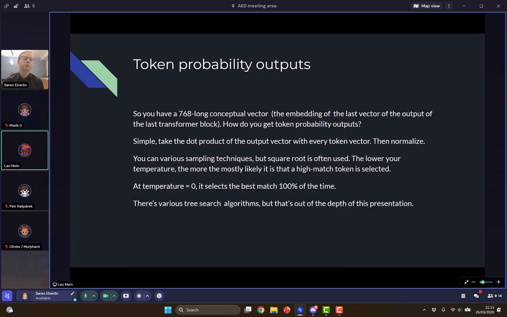There are all kinds of sampling techniques. Temperature means how much you bias things towards the highest ranked outcomes. At temperature equals 0, it selects the best match 100% of the time. There are also search algorithms, stuff like that. So that's that. That is my entire presentation. Wow, it's been about an hour. Any questions?